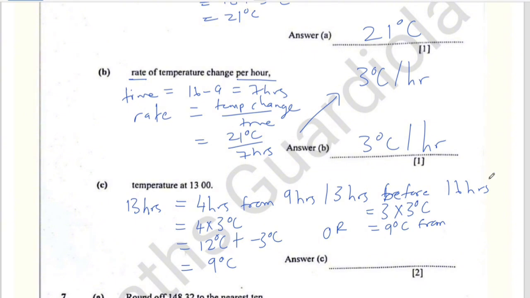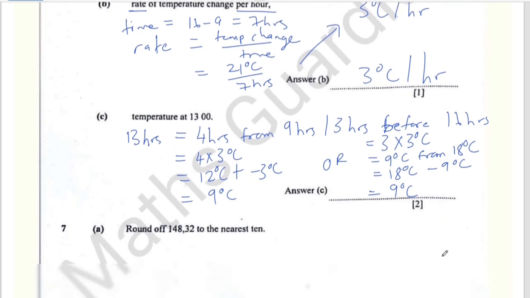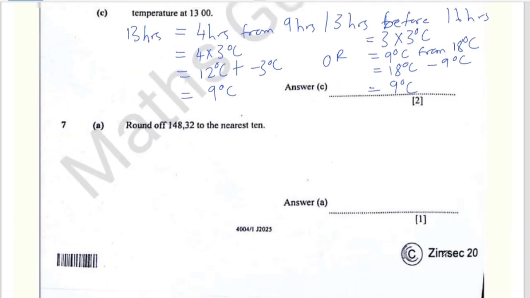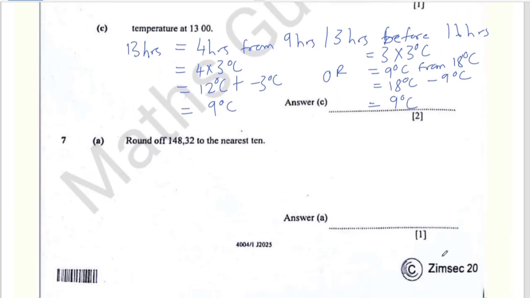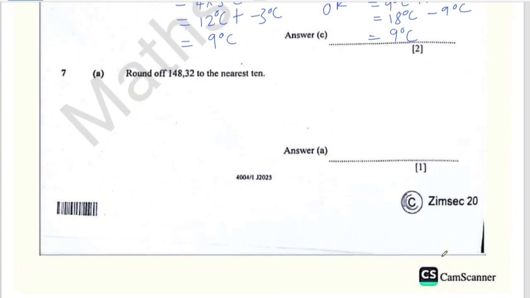Okay, it's different now. In the first instance, we're moving in the forward direction. In this case, we're moving backwards from the finish time. So we're going to subtract 18 minus 9 degrees Celsius, and we'll still get the same answer, 9 degrees Celsius. So you see, it doesn't really matter which direction you take. As long as you know what you are doing, you arrive at the same answer using an alternative form of the method.